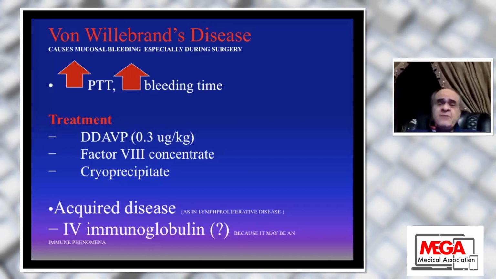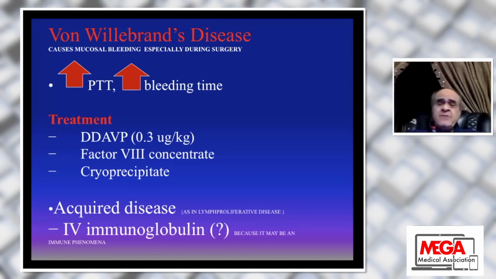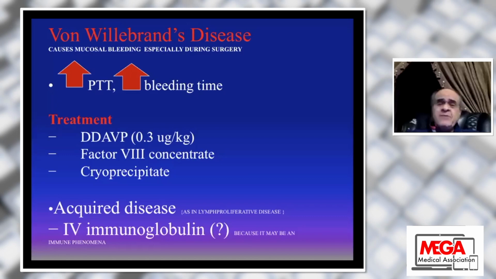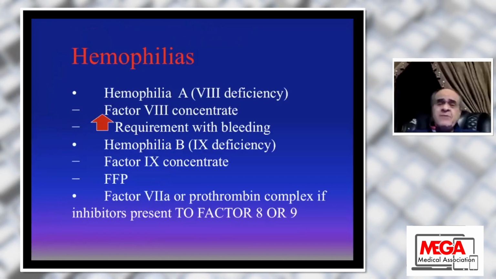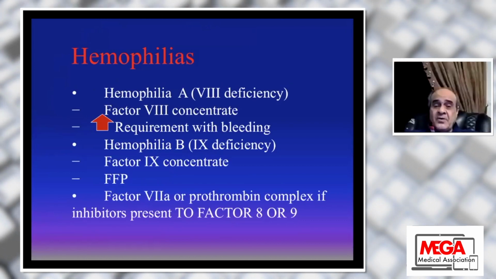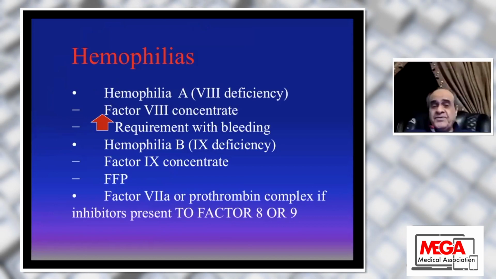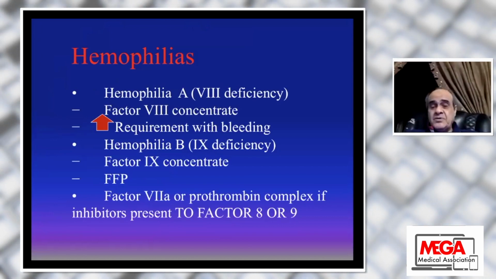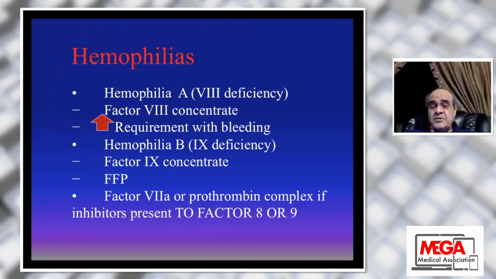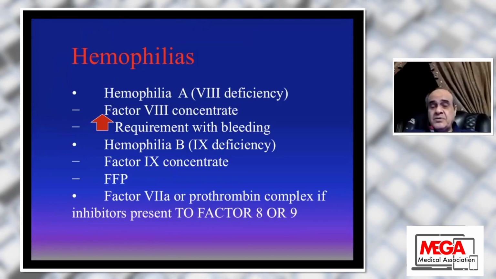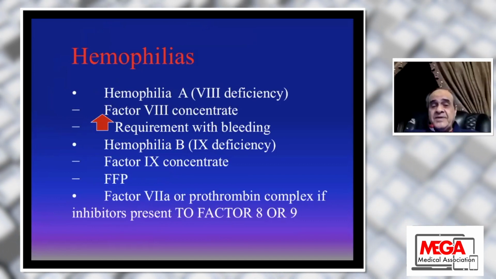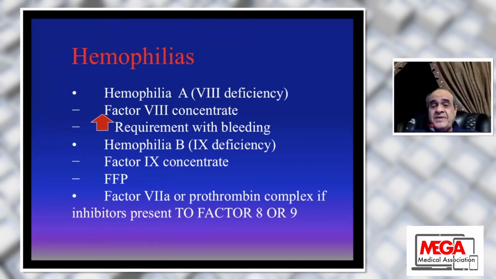Hemophilia, of course, according to type, hemophilia type A or type B, we give the correct factor levels. We can give factor 8 in hemophilia A and factor 9 in hemophilia B, and activated factor 7 or prothrombin complex concentrate. As we know, prothrombin complex concentrate contains the coagulation factors 2, 7, 9, and 10, and protein C and S.